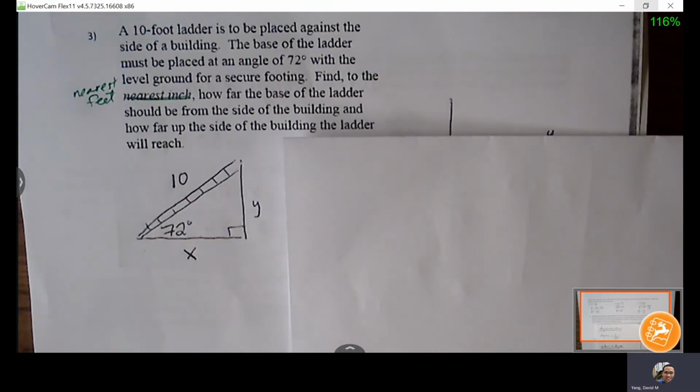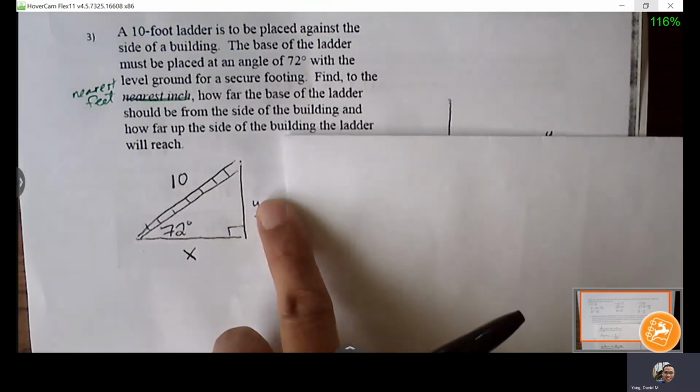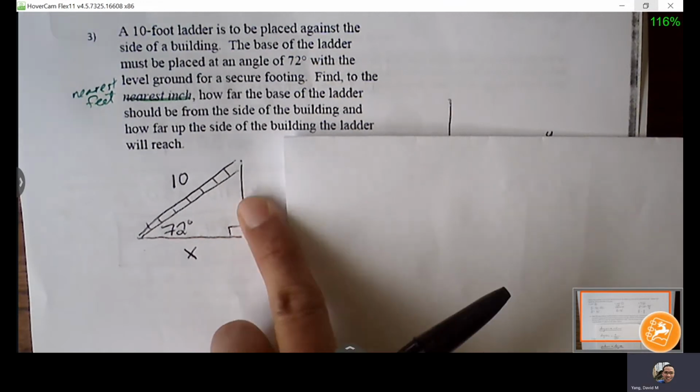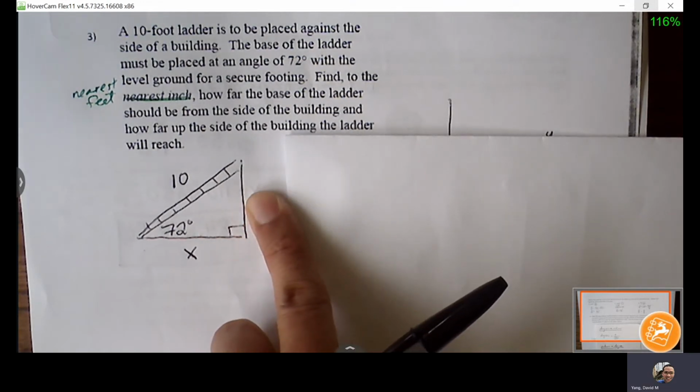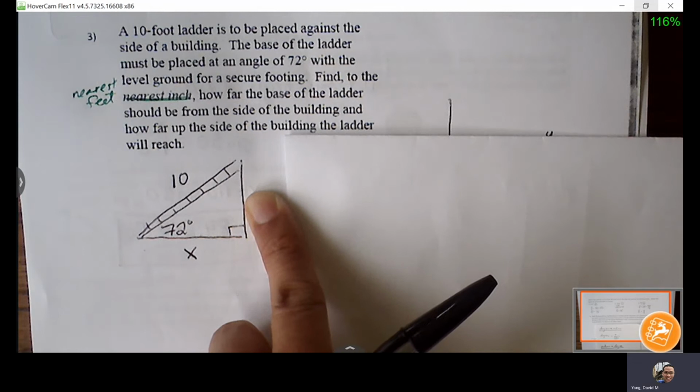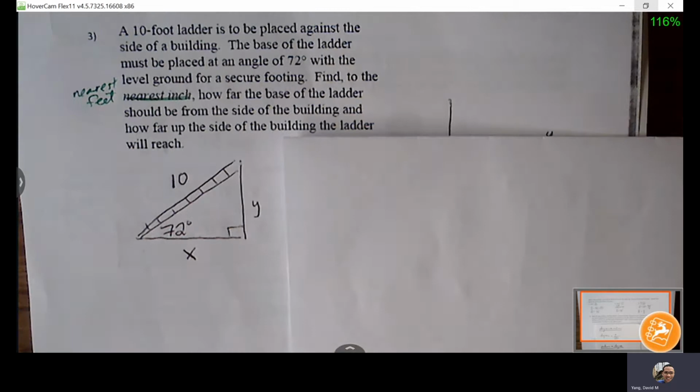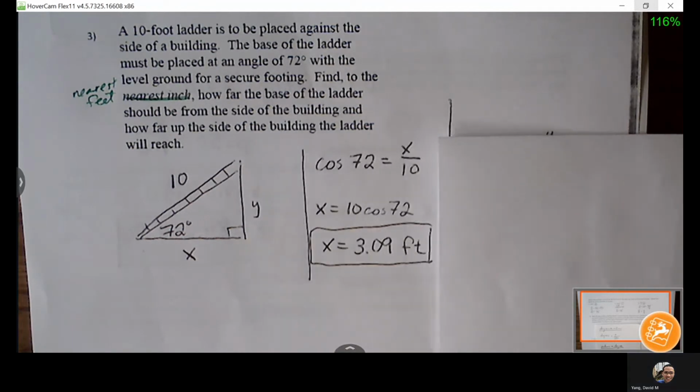So I drew my triangle this way. I would just go ahead and solve for either x or y. And once you find one value, then you can worry about the other one. But don't try to solve both at the same time. You're going to need two separate processes here. So I decided to solve for x first. So I used cosine.